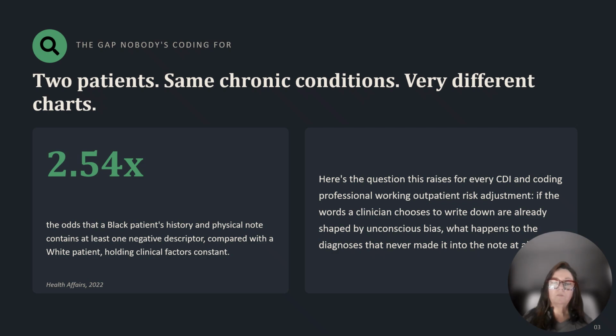So think about this for a minute, because if the language clinicians are choosing to write down is already shaped by bias before a coder ever gets to the chart, what do you think happens to the diagnosis that never got documented thoroughly enough to support an HCC in the first place? So that's kind of what I want to dive into today.